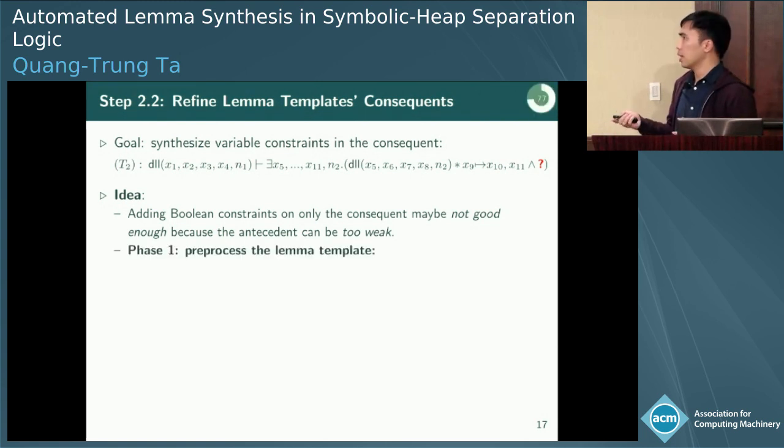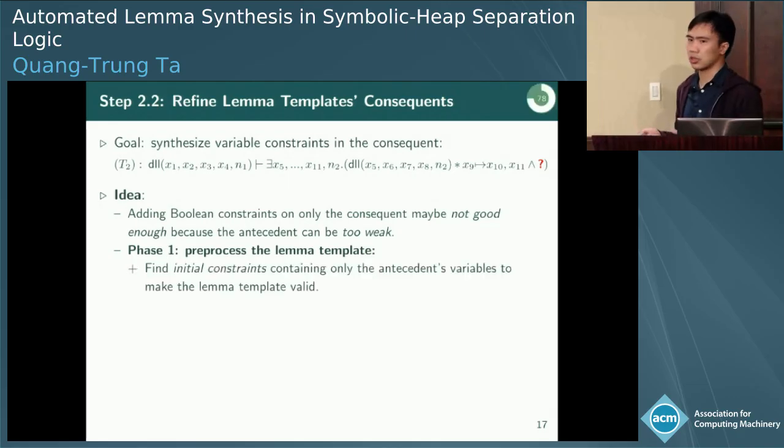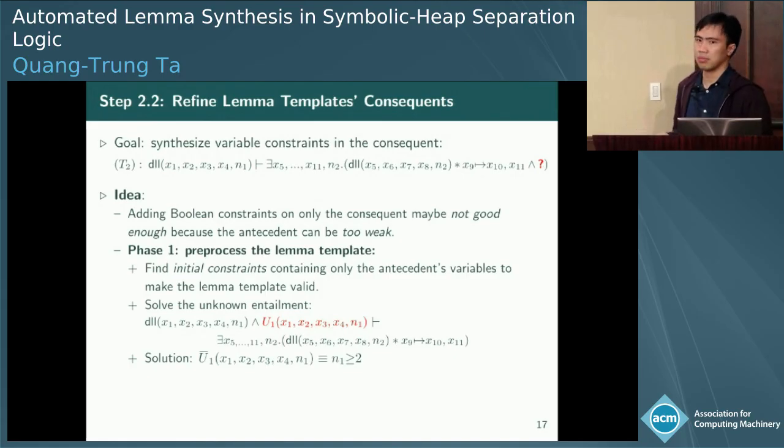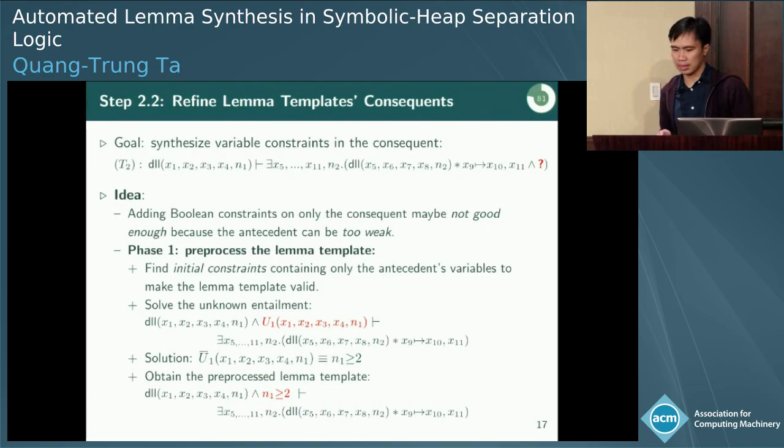So we need to do one preprocessing step, that is to add some initial constraint in the antecedent. And we do that by adding one unknown relation which contains only variables in the antecedent, and then prove it by induction, and then solve it to discover a solution saying that the linked list in the antecedent must have the length of at least 2. And here is the preprocessed lemma template.